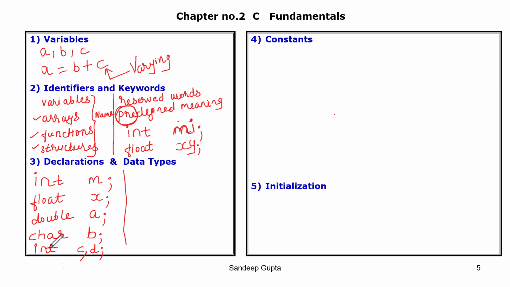one particular data type. So when you write this statement, the compiler creates a variable m which can store integers. When you write this, it creates a variable x which can store floating point values. I will explain these two later on. When you write the last statement, int c comma d, the compiler creates two variables c and d which can store integers. So basically whenever you write a declaration, the compiler will create those variables and the variables can now store one particular kind of value.